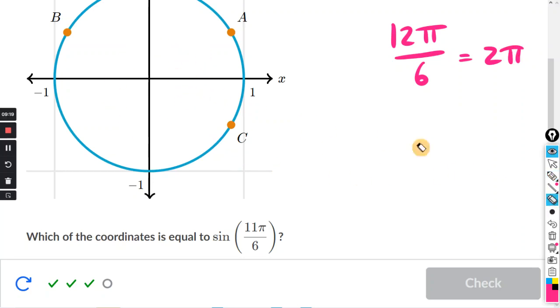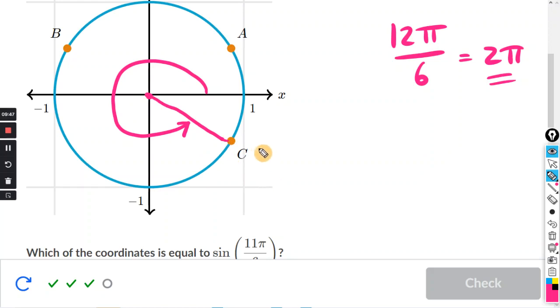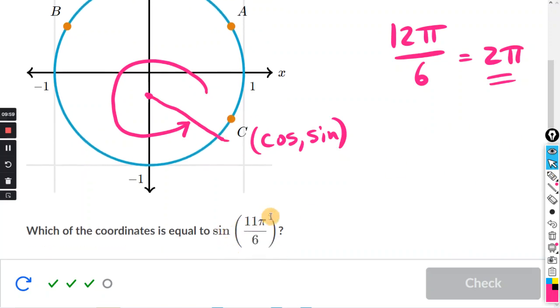So since we have 11 pi over 6, it's going to be a little bit less than 12 pi over 6, or a little bit less than 2 pi. So clearly, 11 pi over 6 would be the one that almost reaches 2 pi, but not quite. So if we don't quite go all the way around, that's going to be that point right there. Remember, you draw the radius from the origin to the point. All right, and the x-coordinate is the cosine, and the y-coordinate is the sine. Okay, and they're giving us the sine of 11 pi over 6. So it's going to be the y-coordinate of point C.